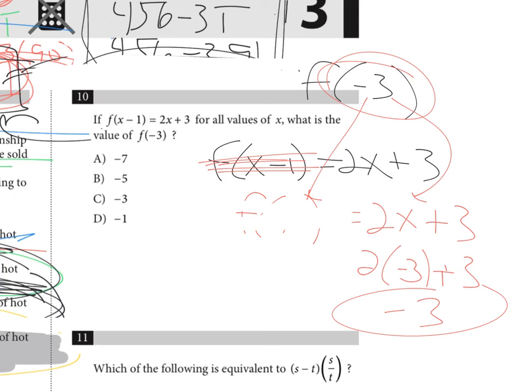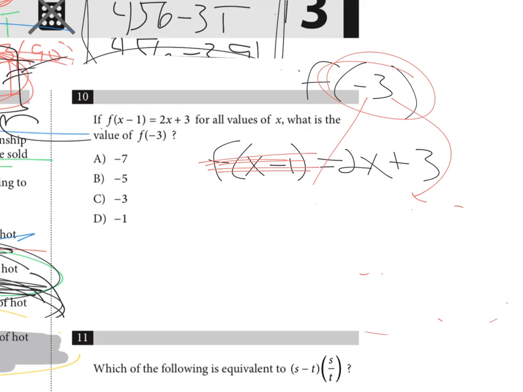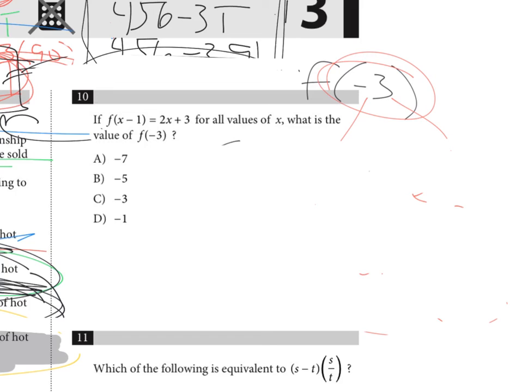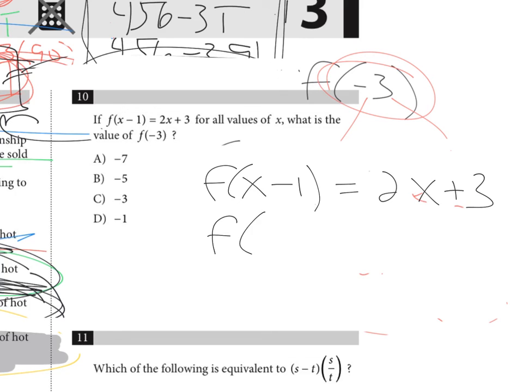They're not telling you f of x is equal to 2x plus 3. They're telling you f of x minus 1 is 2x plus 3. So here's what we're going to do. We'll take f of x minus 1 equals 2x plus 3. I want to find the value of f of negative 3. So what I'm going to do is this. This and this have to be the same.